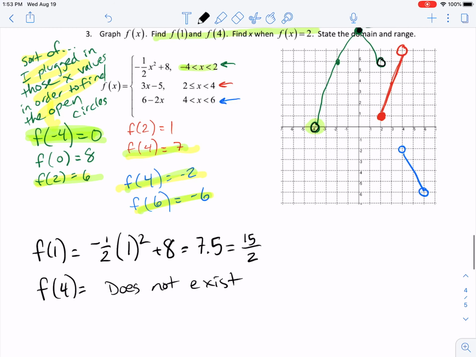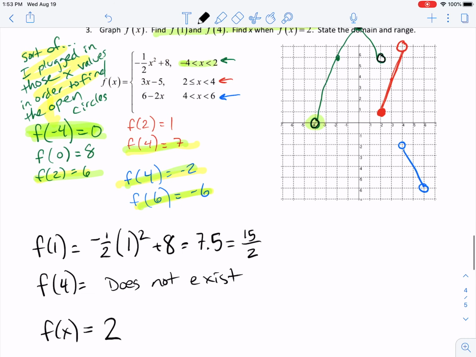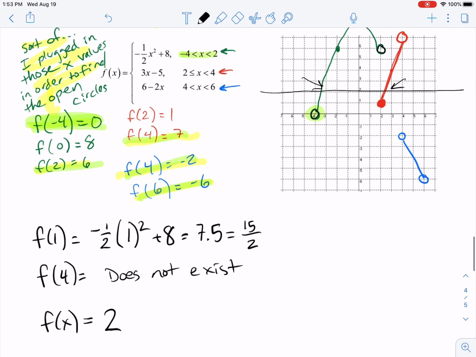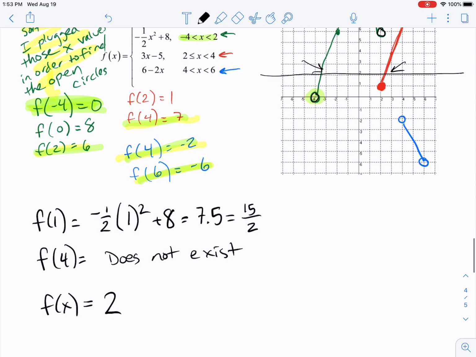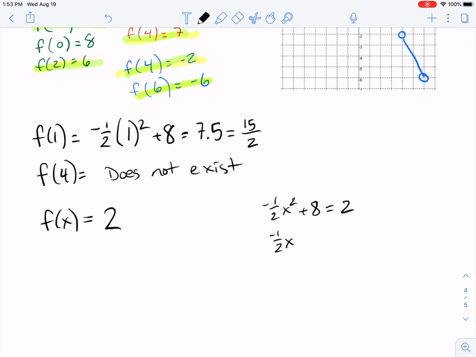Okay, and then the next one, they say f of x equals 2. Well, so I'm going to come along here and think, okay, when we're equal to 2, I'm going to have this value here and this value there. So I need to take the green equation, -1/2 x squared plus 8, and I need to set that equal to 2. When I do, I have -1/2 x squared, subtract 8, that gives me -6, multiply both sides by -2. X squared is now equal to 12.